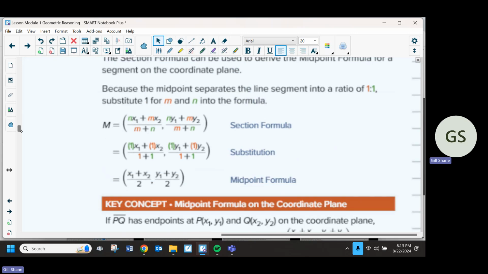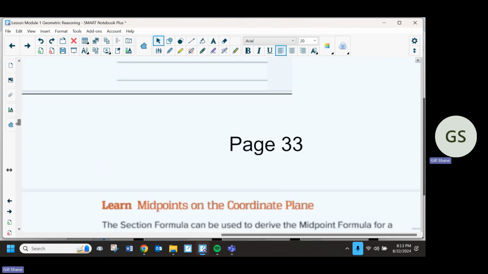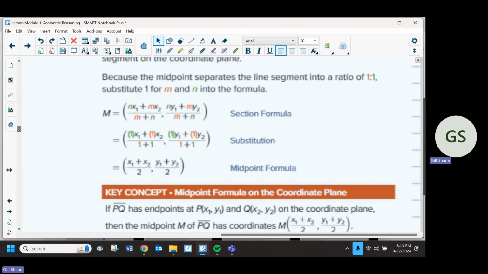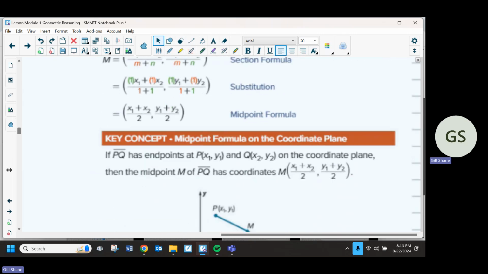Oh, there is a midpoint formula that you do get. I don't think it's that formula. I think the reference sheet has a different formula than that. Oh, here it is right here. So this is the midpoint formula right here.